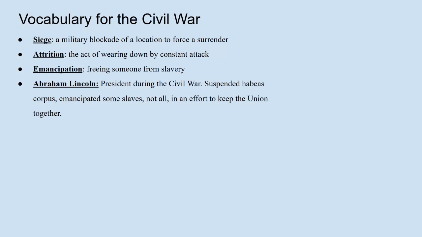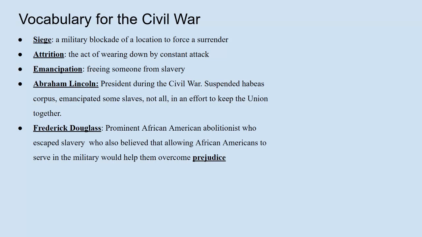He did free some slaves, not all of them. He is instrumental in the passage of the 13th Amendment, which does liberate all the slaves eventually. But again, that's a constitutional amendment and not a presidential action. So just be aware that this is a guy who held the Union together through really crafty, a lot of cunning, a lot of cleverness. So just kind of have that in the back of your head.